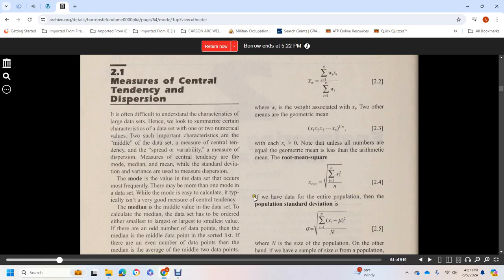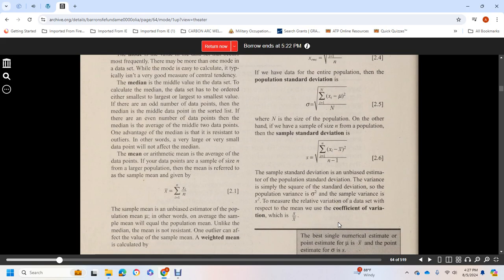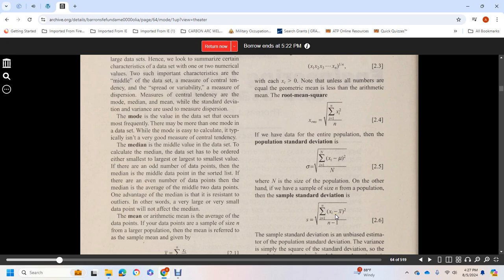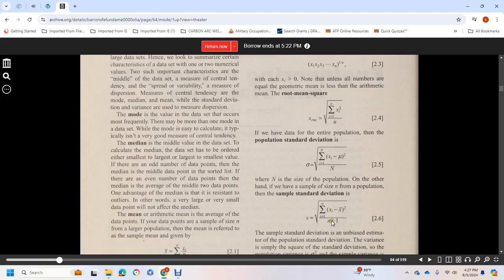If you have the entire population data, the population standard deviation is equal to the square root of the sum of x sub i minus mu, where mu is the population mean, squared over N. N is the size of the population. On the other hand, if you have a sample, the sample standard deviation is the square root of the sum of x sub i minus x-bar, squared, over n minus 1.